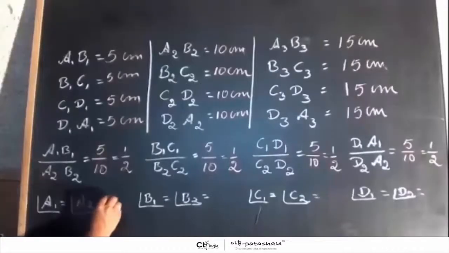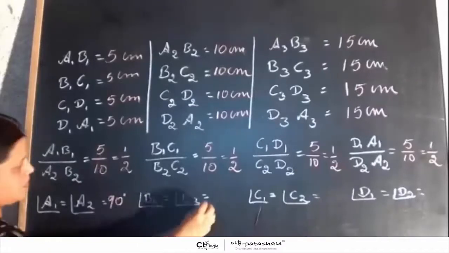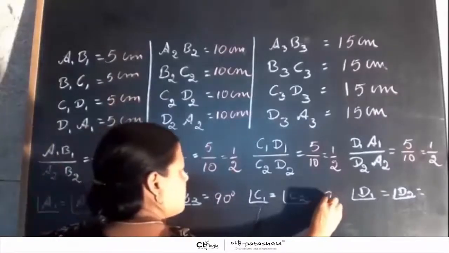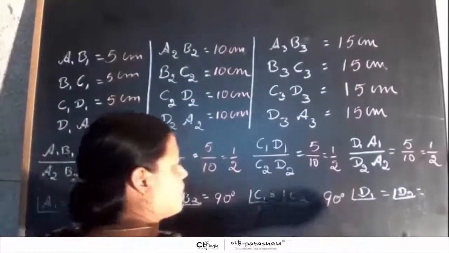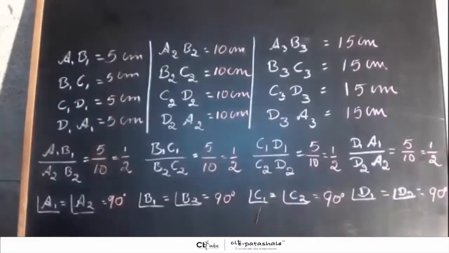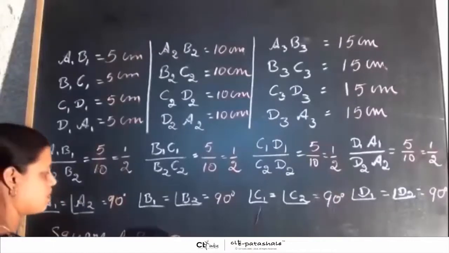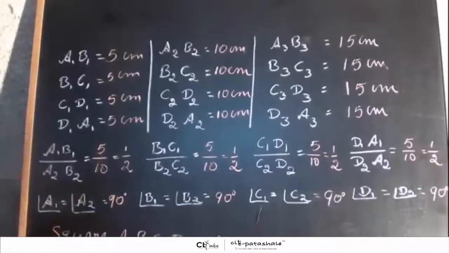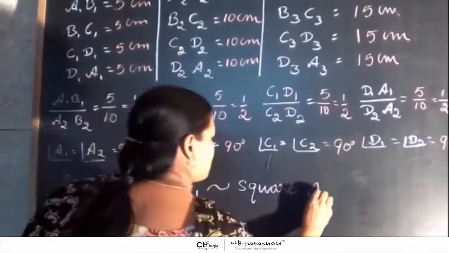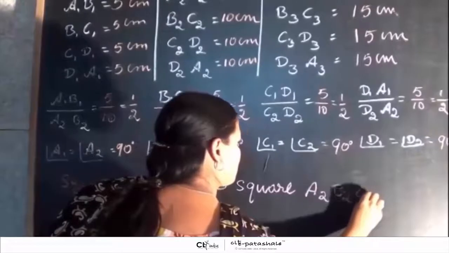Now let's record our observation. So as we have found that A1 and A2 angle is equal to 90 degree. Similarly, angle B1 and B2 is equal to 90 degree. Angle C1, C2 also measured 90 degree, as well as angle D1, D2 also measured 90 degree. So what can we conclude? We can say that the first square, that is A1, B1, C1 and D1 is similar to second square, that is A2, B2, C2 and D2.